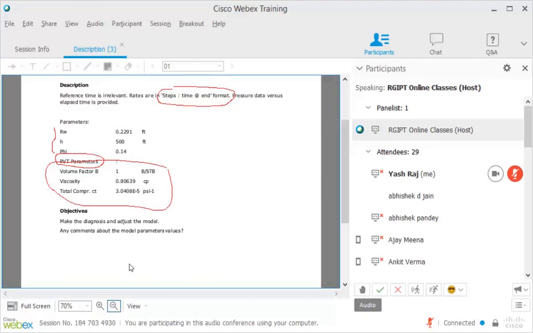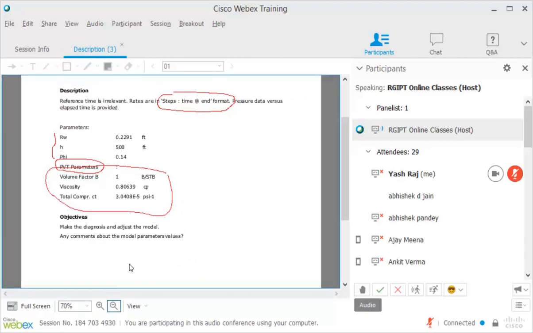Okay, so we will use the same values which are given to us, and there is no hint about the flow regime. So what is actually the objective? You have to make the diagnosis and then adjust the model accordingly, try to find the best answer. Okay, and then any comments about the model parameter values? So this is the description of the problem. So we'll see how we can diagnose the problem and then find the best answer from the model.